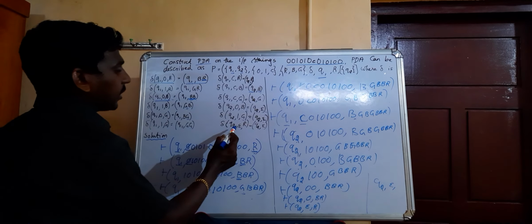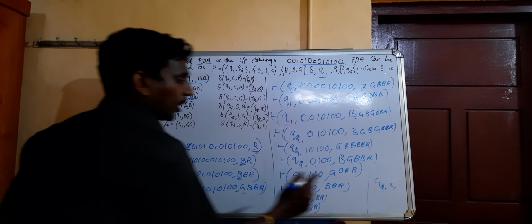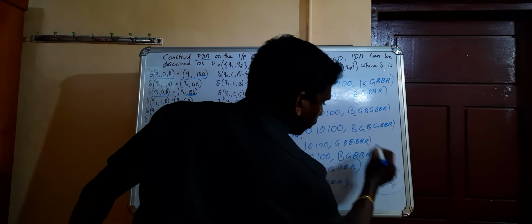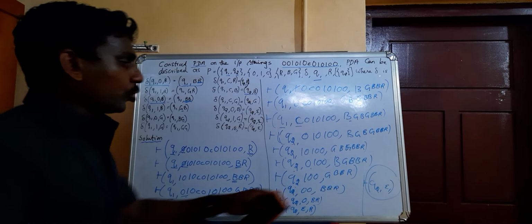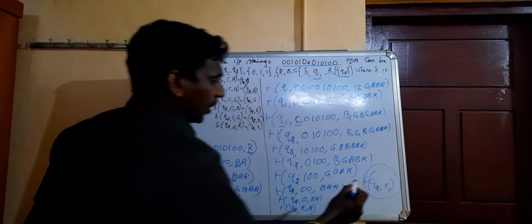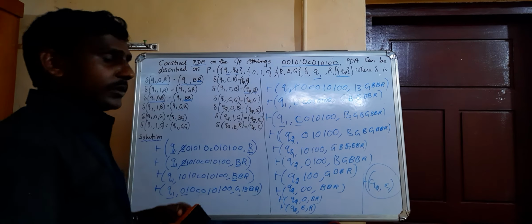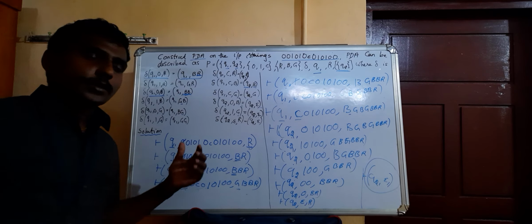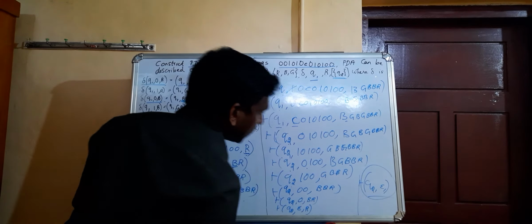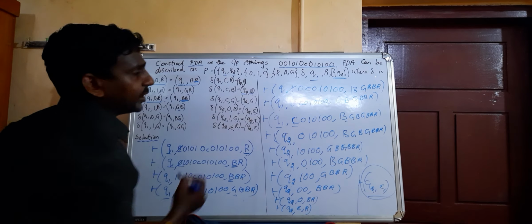Whether Q2 comma epsilon comma R is there? Yes, equal to Q2 comma epsilon. So finally we will get Q2 comma epsilon. Q2 is an accepting state. In the problem they have given, Q2 is an accepting state. So no problem. And epsilon means all the inputs are popped from the stack. So we will say this is accepted. This PDA is accepted for this input stream.